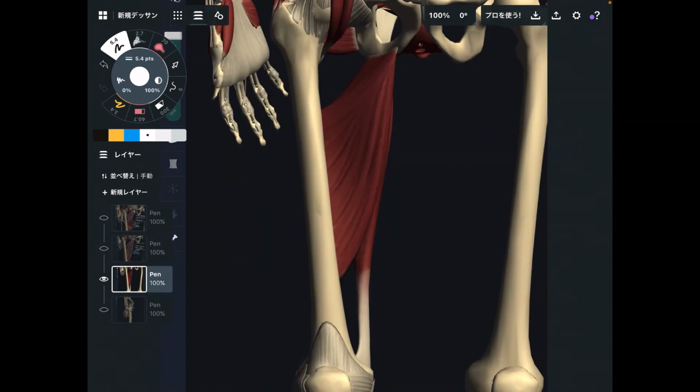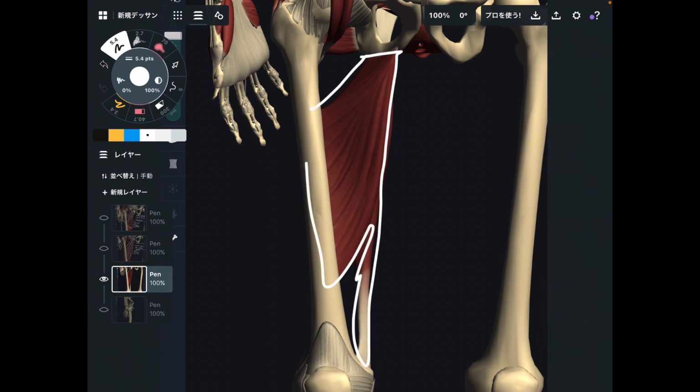So let's go to the last one. Last one is adductor magnus. Magnus means big. Look at that. It's very big muscle, right? Adductor magnus. Origin and insertion are also big. That's big muscle. Where's origin? Origin is very, very wide.